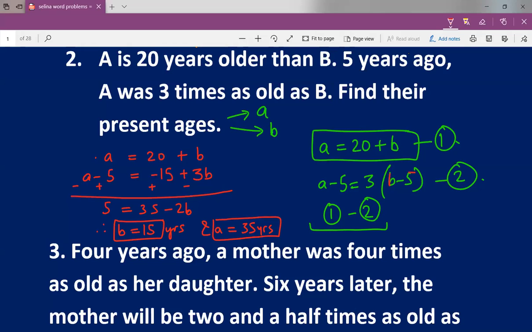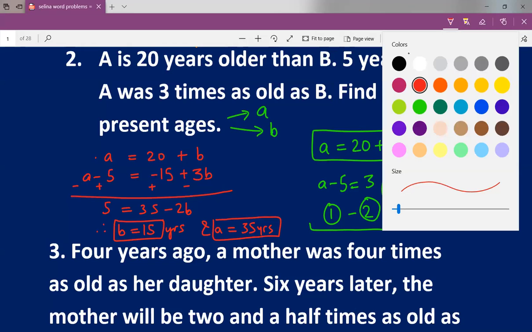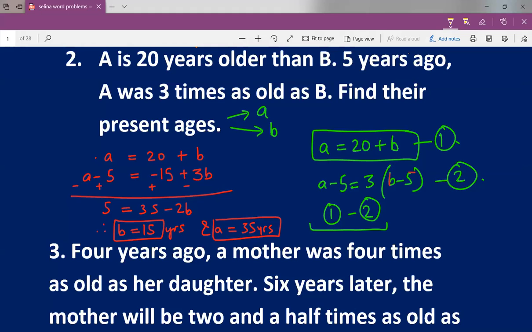So let's see how I have solved this set of equations. I did 1 minus 2. A is equal to 20 plus B. So this is my equation 1. Now I've written this as A minus 5 is equal to 3B minus 15. 3B I've written here. Minus 15 I've written here. I subtracted 1 minus 2, so the signs got changed. This will get cancelled with this. Minus becomes plus. This is 5.